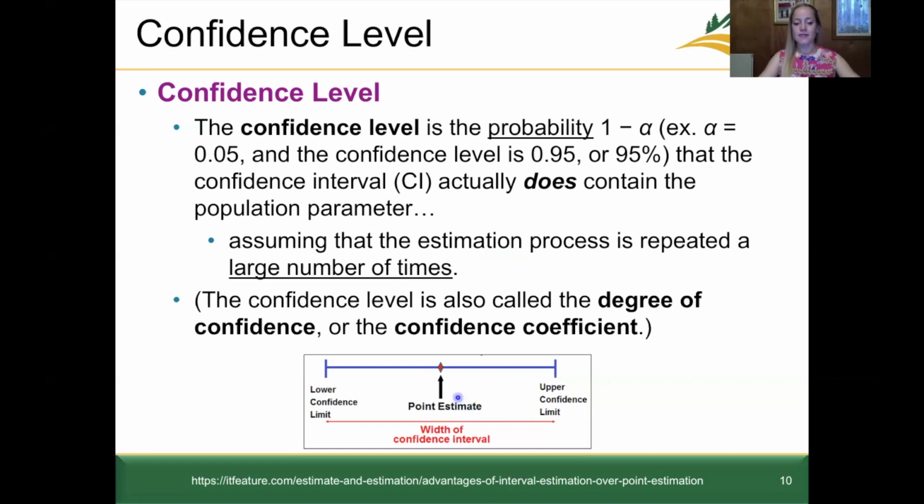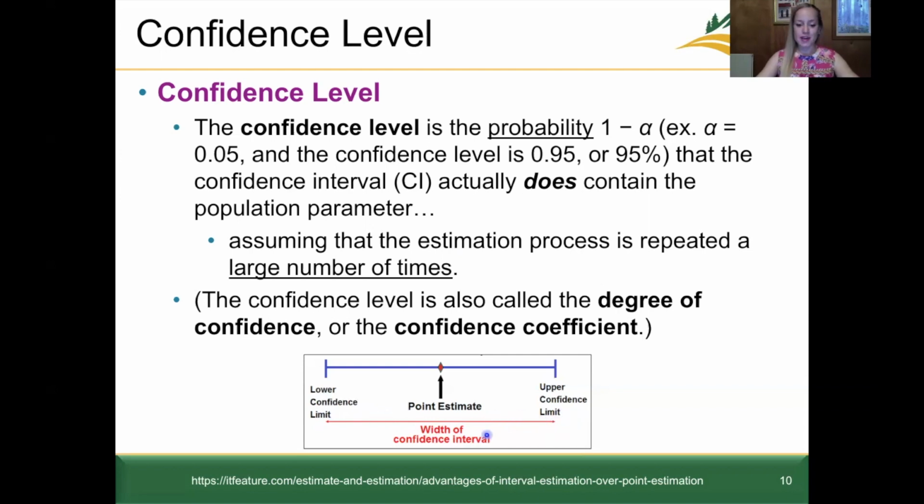Visualizing this now, if we have a point estimate, remember that's a single value from a sample that's intended to be representative of a whole population. If we have this point estimate here as one single point, then we have the width of this confidence interval here that goes some distance below the point estimate and some distance above the point estimate.